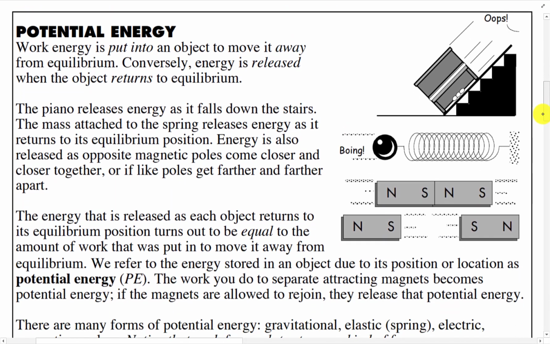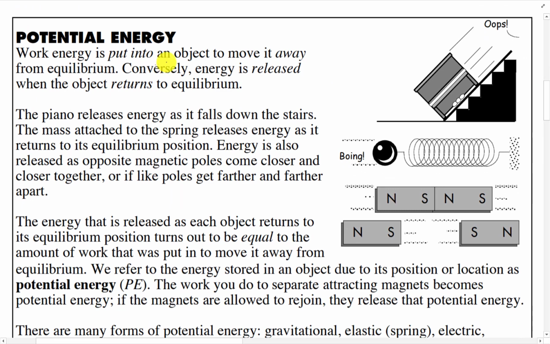Potential energy is work put into an object to move it away from the equilibrium. Conversely, energy is released when the object returns to it. Oops, then the piano slides down, ka-chang. And the piano releases energy as it falls down the stairs. The mass attached to the spring releases energy as it returns to it. Goes ding, ding, ding, ding, ding, and starts bouncing back and forth.